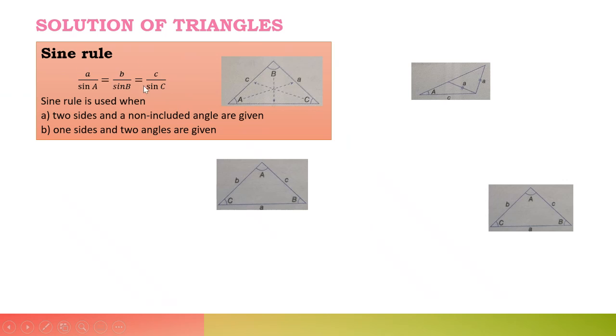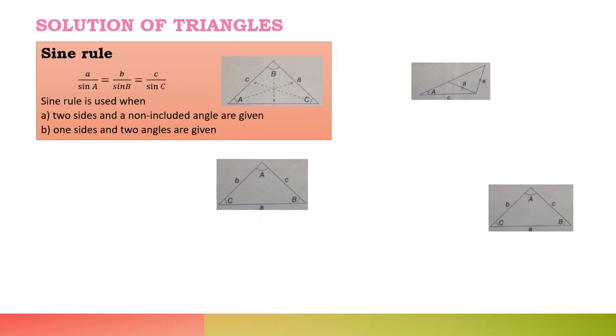And when can we use sine rule? When you're given 2 sides, any 2 sides, the lengths are given, and a non-included angle is given. Non-included means it's not between the 2 sides, but it's somewhere else, another angle. That's called a non-included angle. Or if you're given 1 side and 2 angles, then you still can use your sine rule. Because if you know 2 angles, you can find the 3rd angle. And if the 3rd angle is opposite of the given side, it's easy to solve.